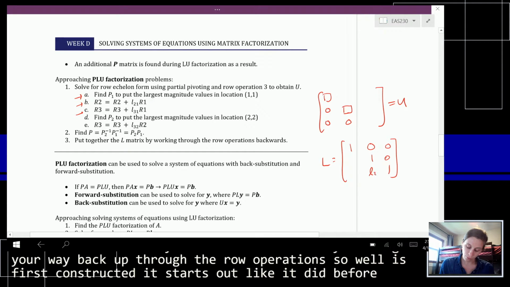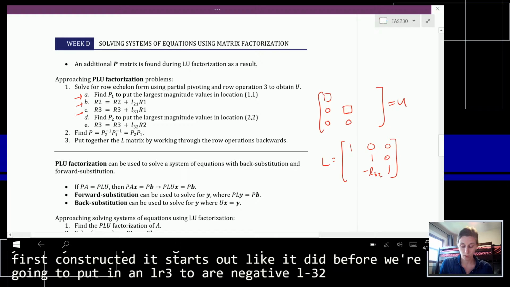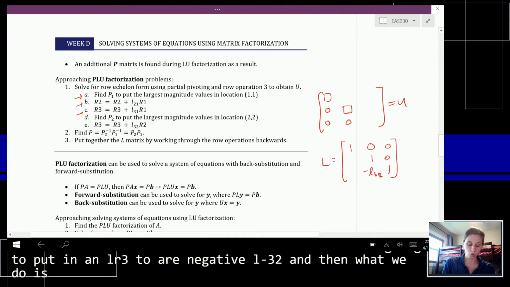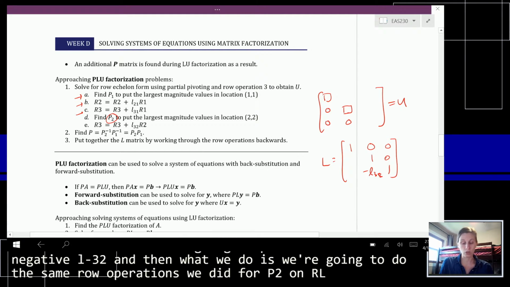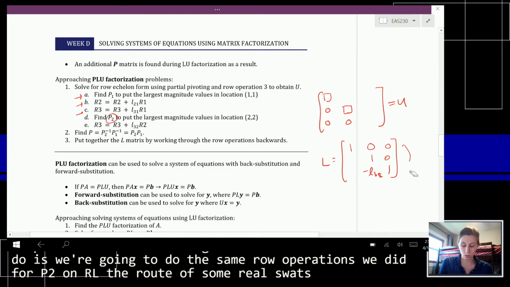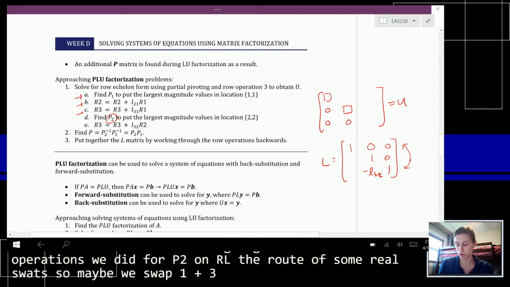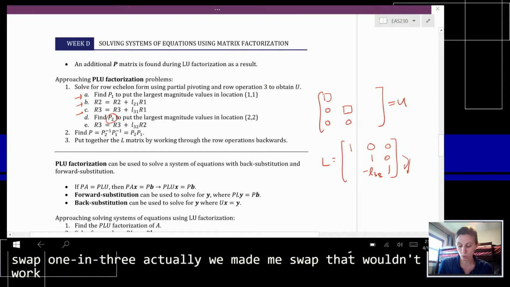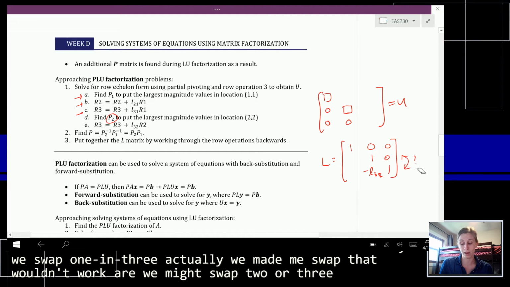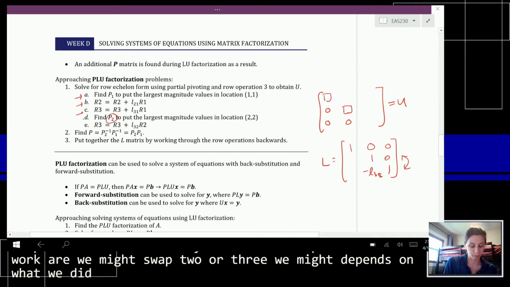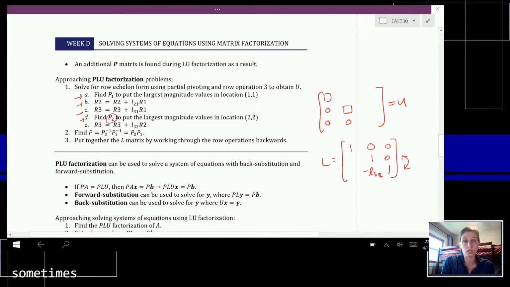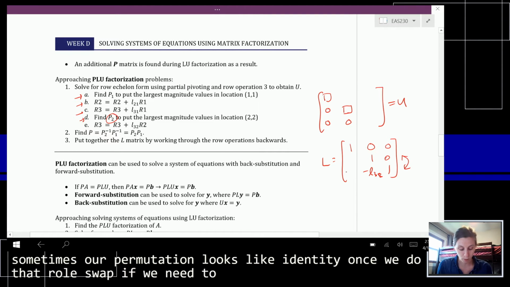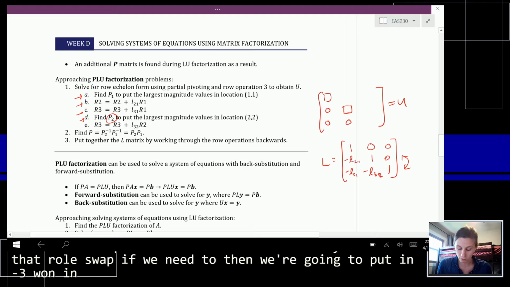We're going to put in L32 or negative L32. And then what we do is we're going to do the same row operations we did for P2 on our L. So we're going to do some row swaps. So maybe we swap 1 and 3. We might swap 2 and 3. It depends on what we did for the step before. Sometimes our permutation looks like identity. Once we do that row swap, if we need to, then we're going to put in negative 3,1 in the location and negative 2,1 in the location.